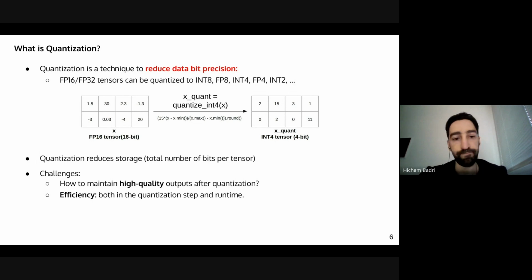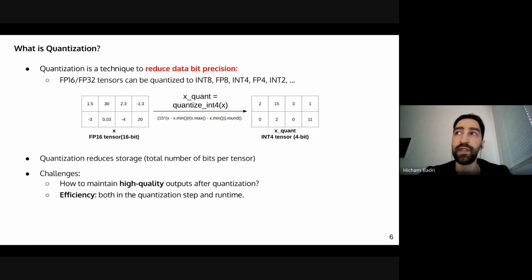There are a lot of challenges here, obviously, because compression is a lossy step. So we want to maintain high quality of the outputs when we quantize the weights or activations or both. This is more related to the choice of the quantization algorithm. One very important thing to keep in mind is efficiency when we quantize the model. We don't want something that will take 16 GPUs to just quantize a 7B model.